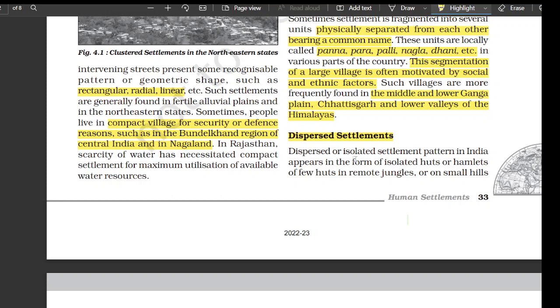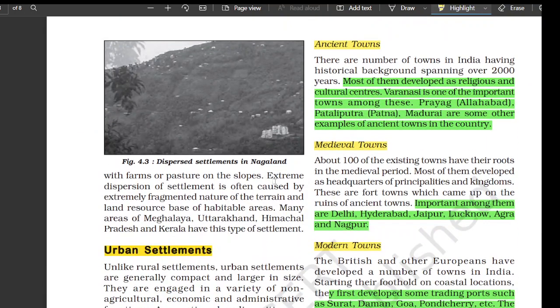Dispersed settlements. Dispersed settlements or isolated settlement patterns in India appear in the form of isolated huts or hamlets of a few huts in remote jungles or on small hills with farms or pasture on the slopes. Extreme dispersion of settlement is often caused by the extremely fragmented nature of the terrain and land resource base of habitable areas. Many areas of Meghalaya, Uttarakhand, Himachal Pradesh, and Kerala have this type of settlement.